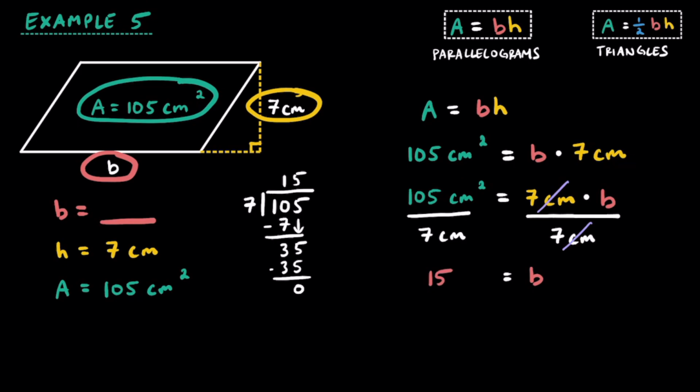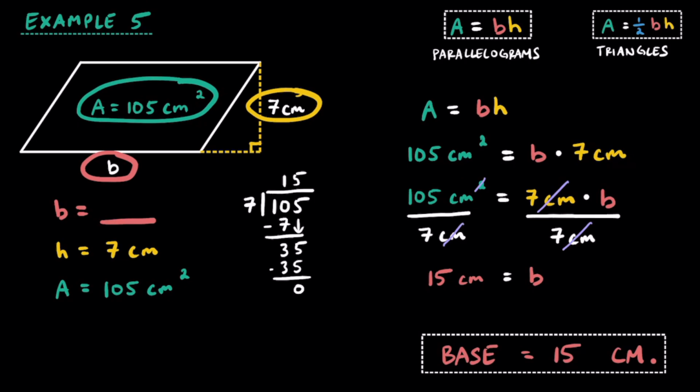And then when we check out our units of the centimeters squared, well, if we have centimeters times centimeters on top and we have centimeters on bottom, that just cancels out and we're left with plain old centimeters. And hopefully that makes sense for our units, because if the base is equal to 15 centimeters, that should be in one dimension and not two. Given the area and the height of this parallelogram, we were able to solve a one-step equation to solve for the base of this parallelogram.